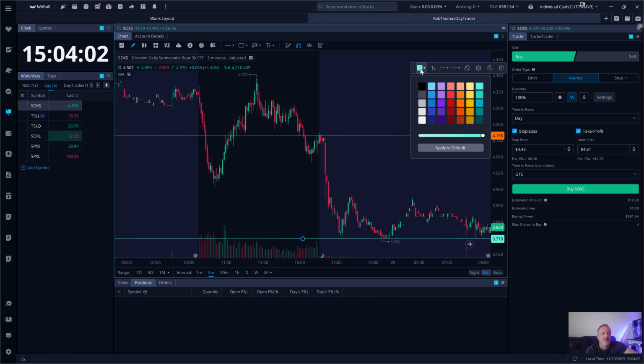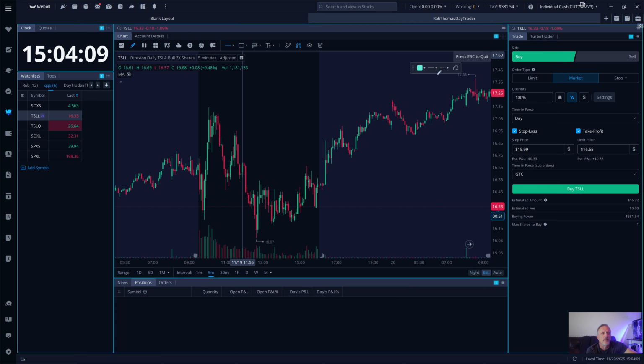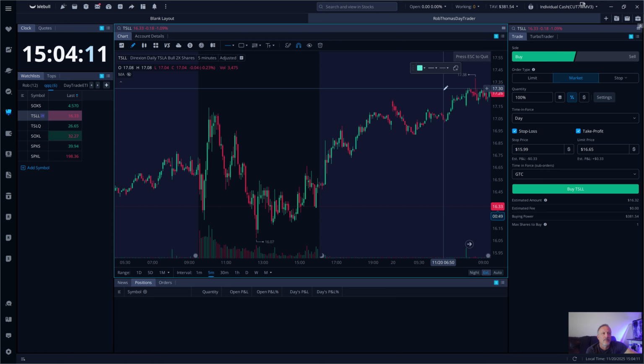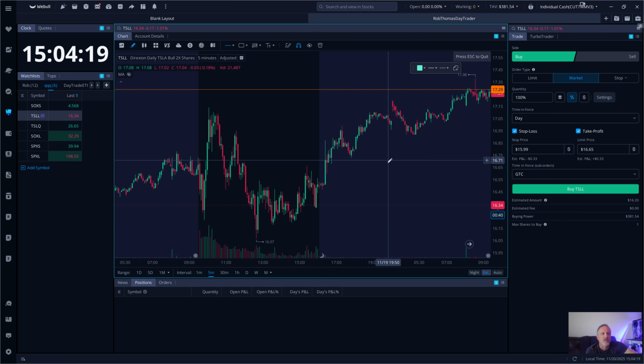Now I'll tell you why I changed these to orange in a second. Then come down, super easy to do. Sometimes it might take a little bit of practice at first, but don't worry about the wick, right? This doesn't have to be perfect. This is not an exact science. This is just something that you want to have a general idea of where price turns, okay?